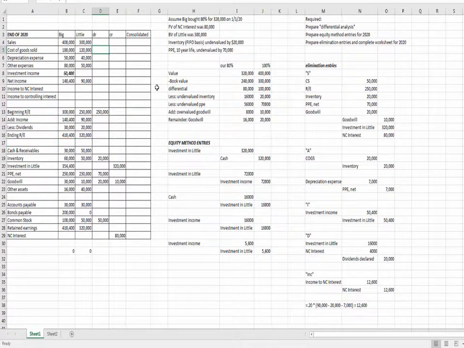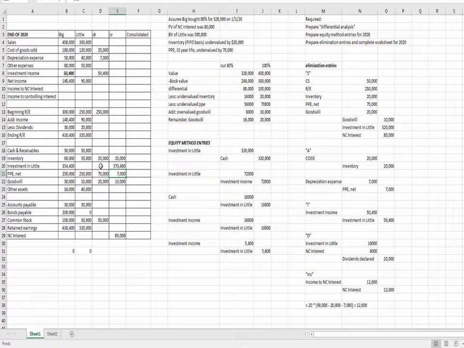I'm going to debit cost of goods sold up in the income statement, and I'm going to credit inventory down at the balance sheet. Next, I'm going to debit depreciation expense up in the income statement. I'm going to credit property, plant, equipment net down in the balance sheet. I'm going to debit investment income up in the income statement. I'm going to credit investment in Little down in the balance sheet.